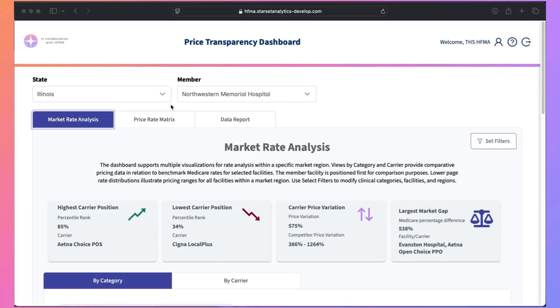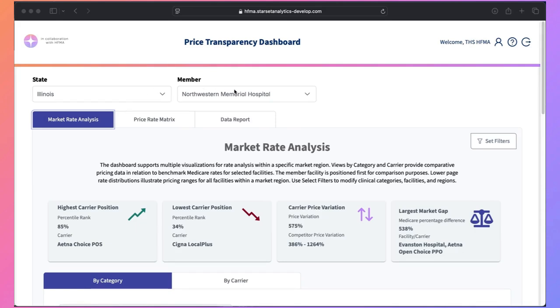I'm here to walk you through the key features of this application, designed to help hospitals compare their marketplace position across service lines and payer products. When you log in, you'll see your designated state and member facility. I'm currently viewing Illinois with Northwestern Memorial Hospital.